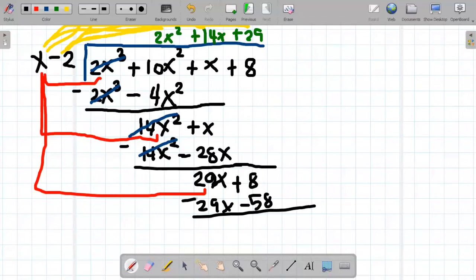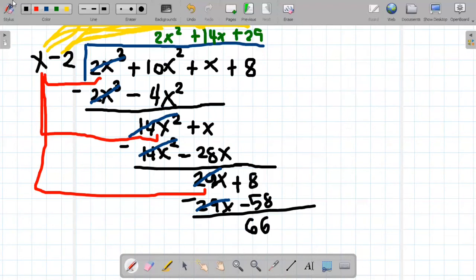Then we subtract. So this one is cancelled. 8 minus negative 58. And then remember, this becomes plus. So 8 plus 58 is 66. So the answer is positive 66. Now here, we were not able to get 0. Therefore, this is our remainder.